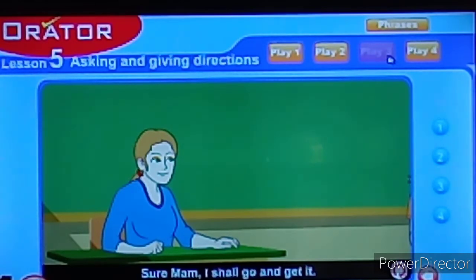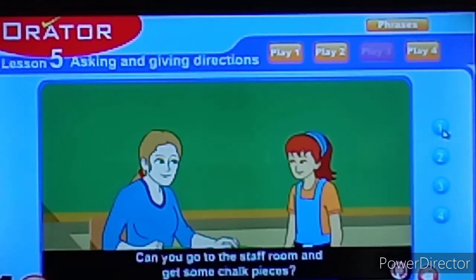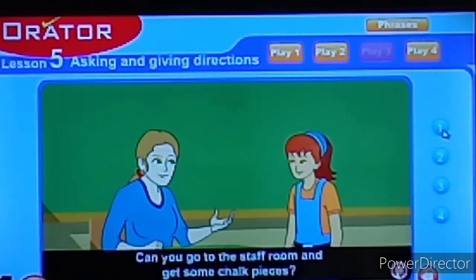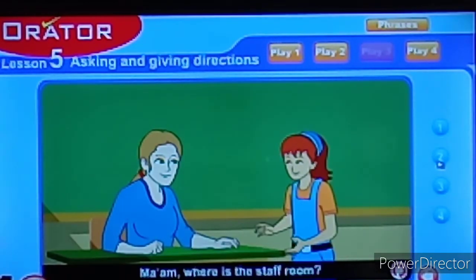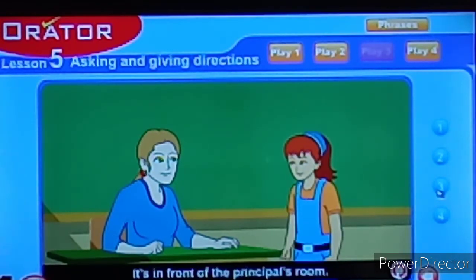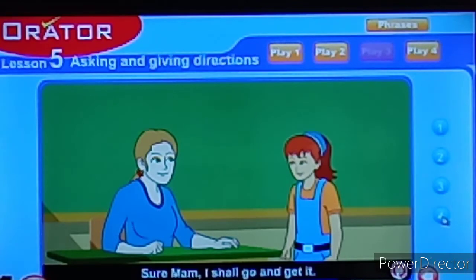So, listen again. Can you go to the staff room and get some chalk pieces? So, what is that girl asking? Where is the staff room? She doesn't know where the staff room is, so she asks, ma'am, where is the staff room? The teacher tells her, it's in front of the principal's room. Then the child replies, sure, ma'am, I shall go and get it. She said, I will go and get it for you.